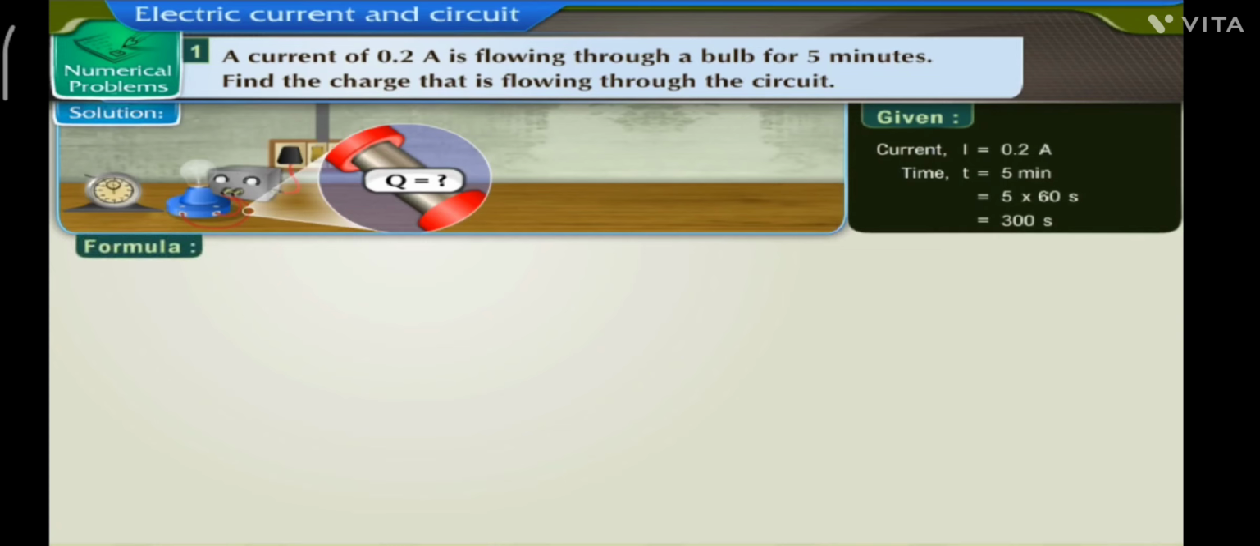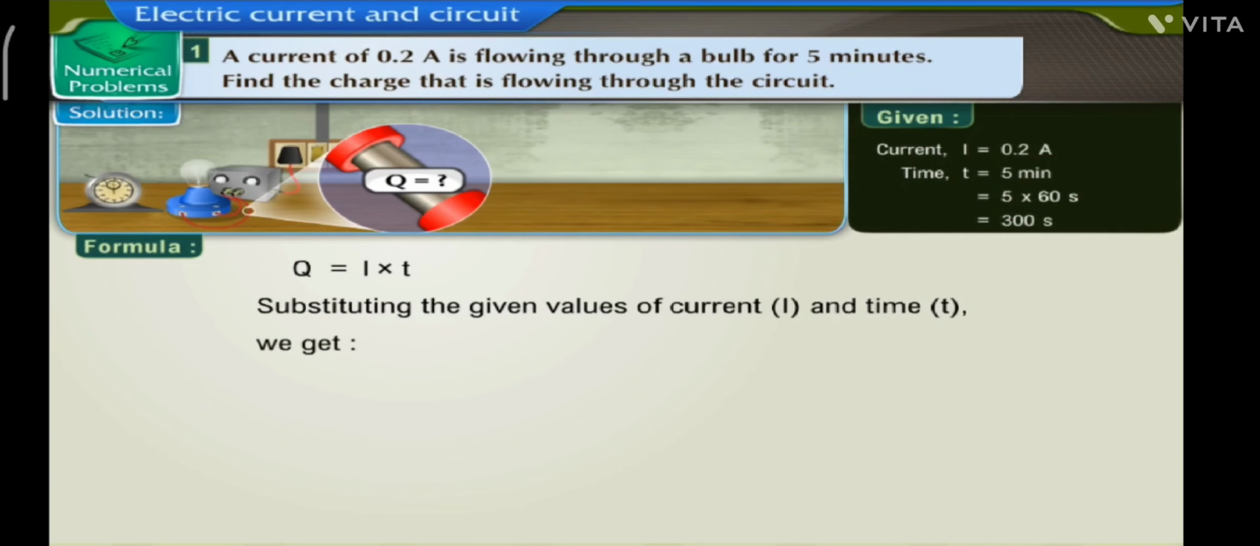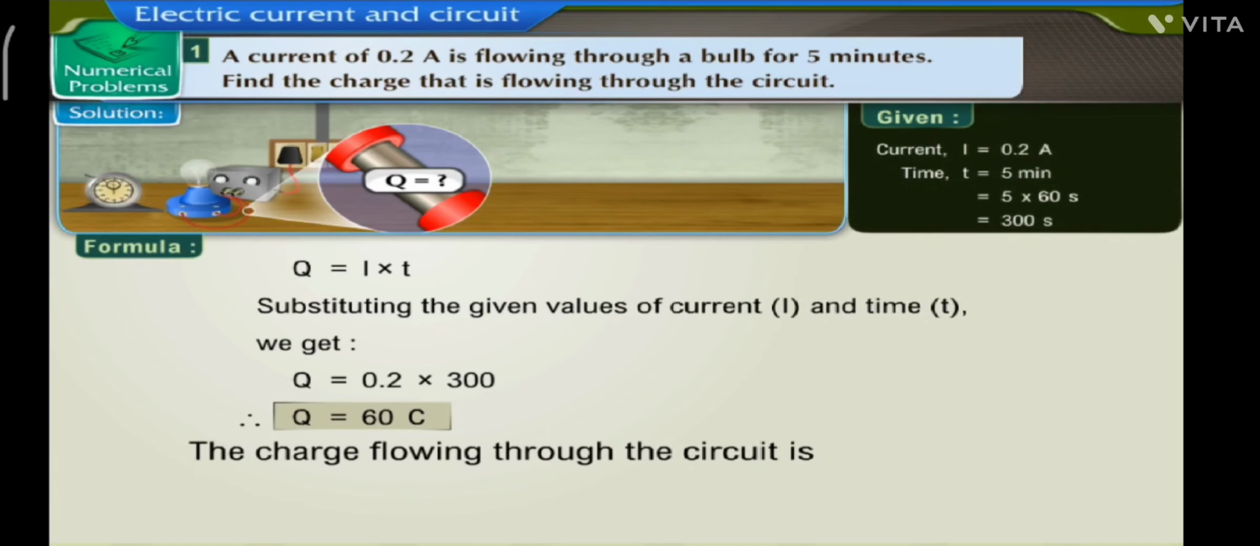It is given by Q = I × t. Substituting the given values of current I and time t, we get Q = 0.2 × 300. Therefore, Q = 60 coulomb. Hence, the charge flowing through the circuit is 60 coulomb.